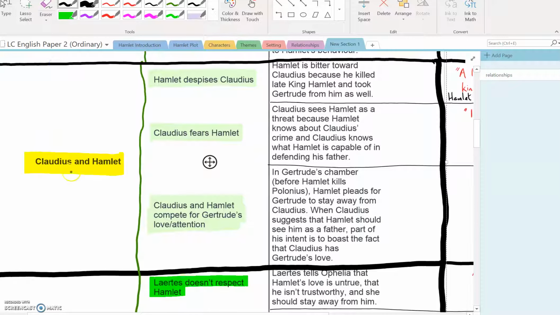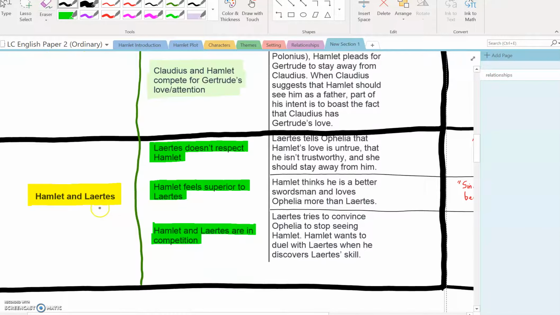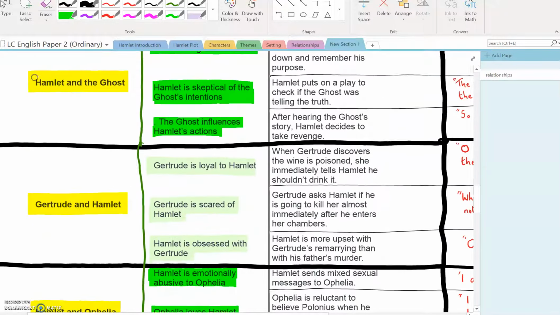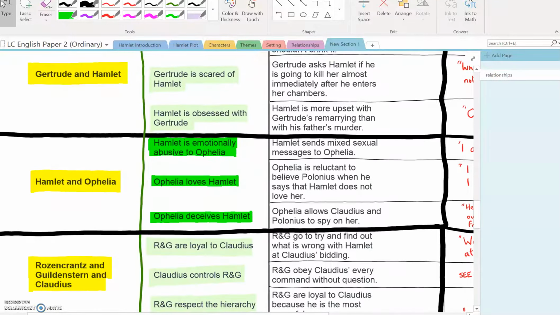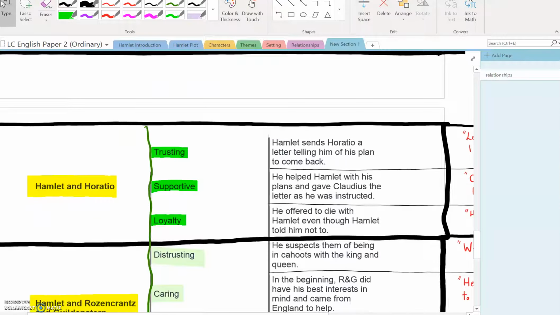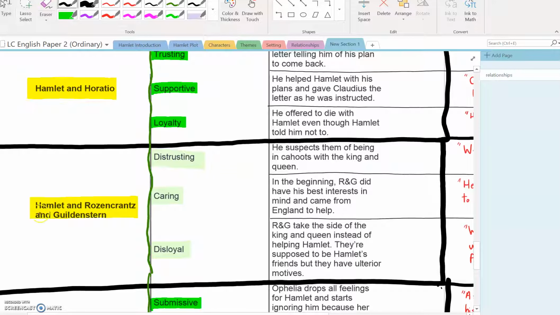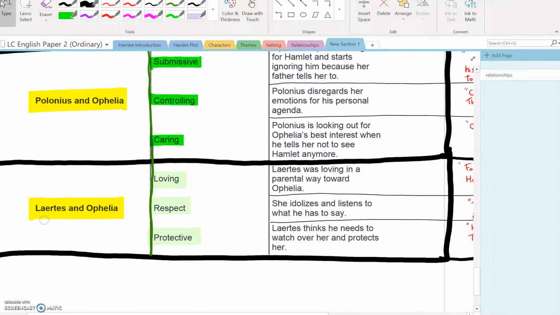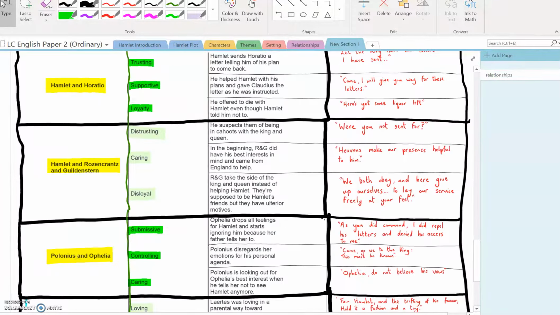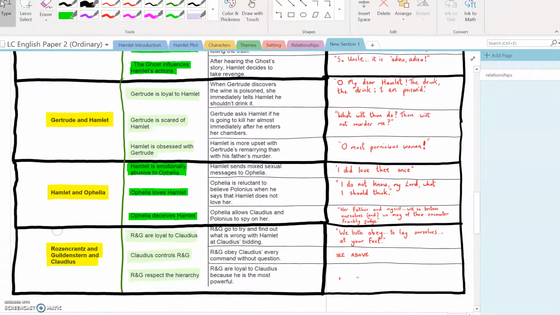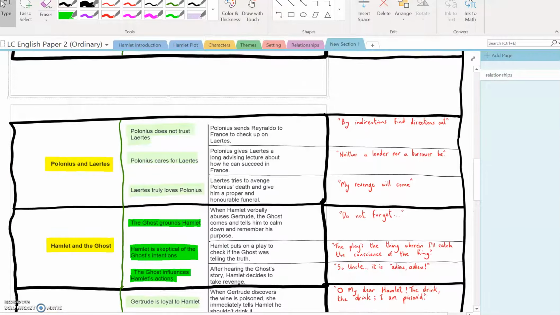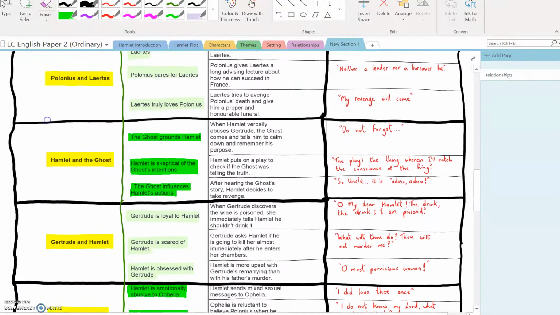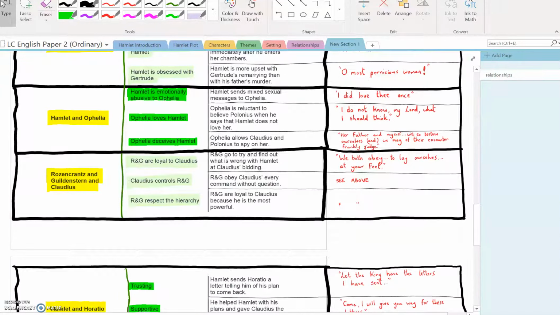So there's Claudius and Hamlet. There is Hamlet and Laertes. There is Polonius and Laertes, Hamlet and the Ghost, Gertrude and Hamlet, Hamlet and Ophelia, Rosencrantz and Guildenstern and Claudius, Hamlet and Horatio, Hamlet and Rosencrantz and Guildenstern, Polonius and Ophelia, Laertes and Ophelia. So as many relationships as possible are on this page, explained, broken down, and the quotes that back them up are given as well. A very important page in this notebook because relationship questions come up again and again.